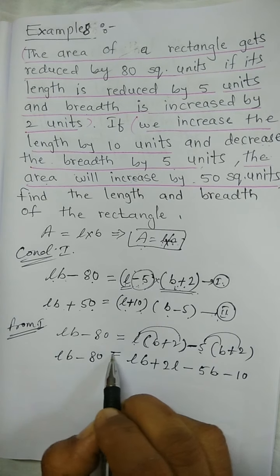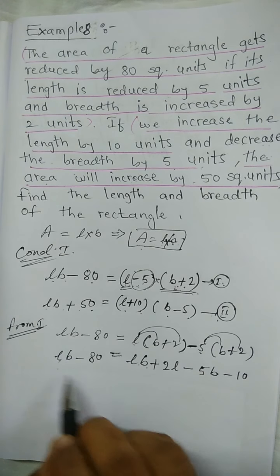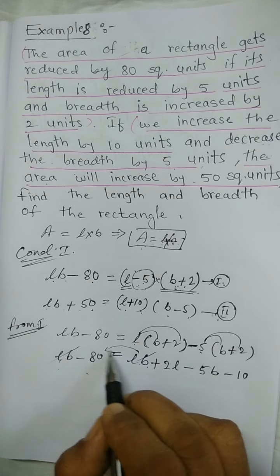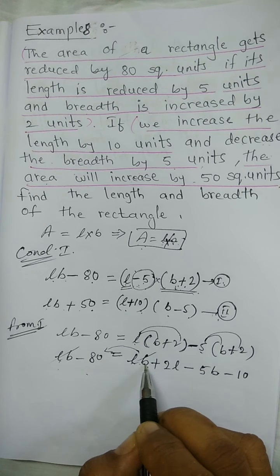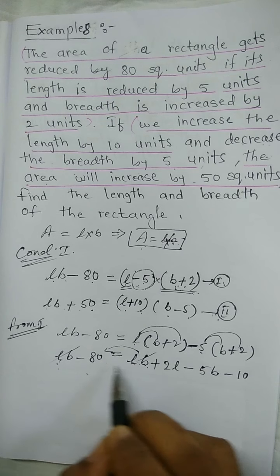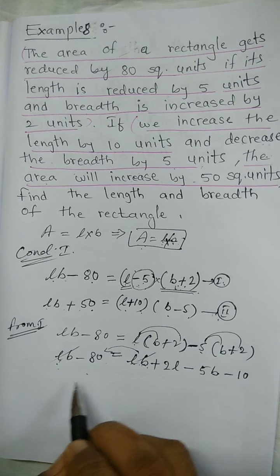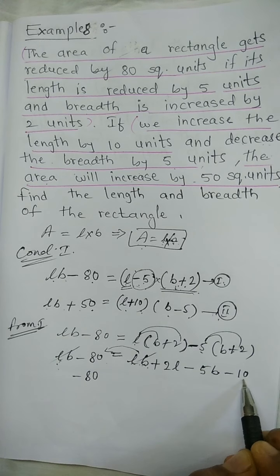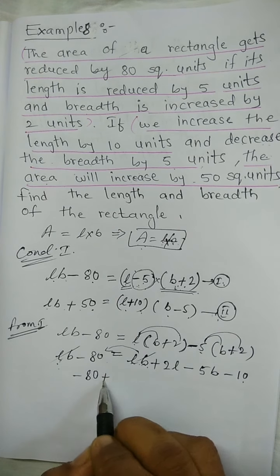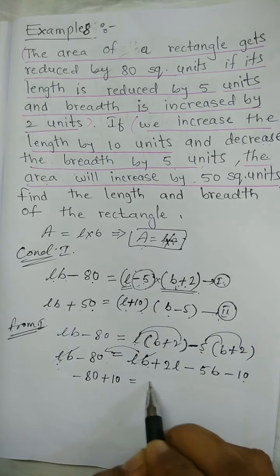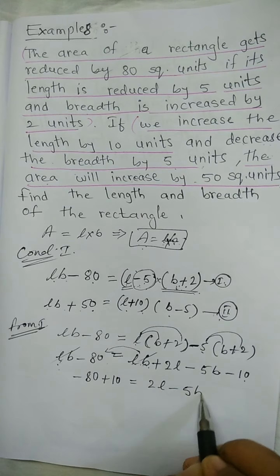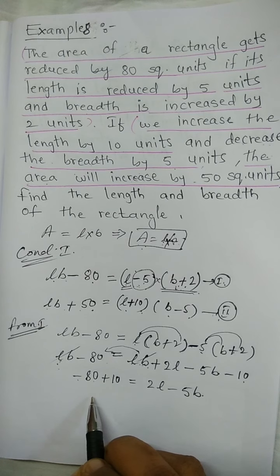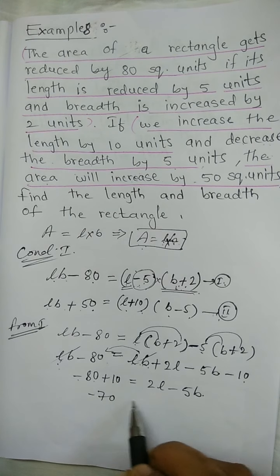Now on both sides, if similar terms are there you can cancel them out, because when this comes to this side it will become minus LB. So LB minus LB will become 0. So we got here minus 80. Now minus 10 you bring to this side, plus 10. 2L minus 5B. Then minus 80 plus 10, minus 70.